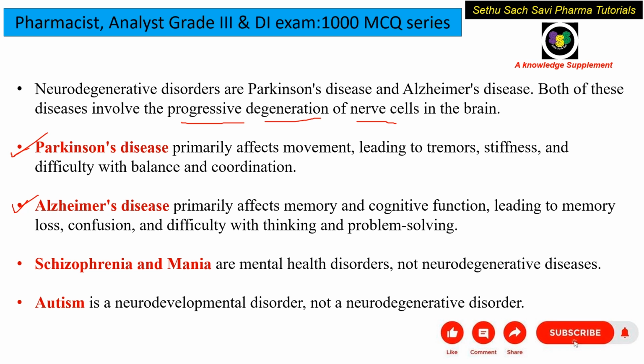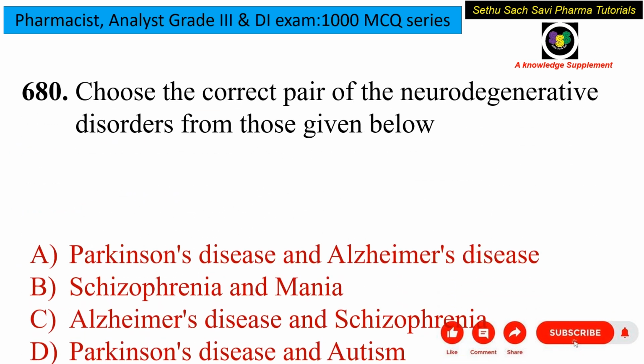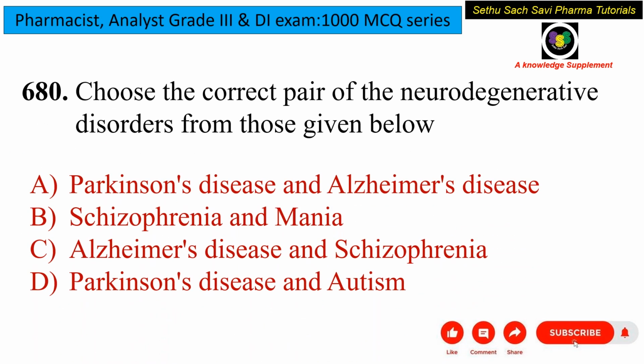Coming to schizophrenia and mania, these are mainly mental health disorders. They are not actually neurodegenerative diseases. Right. Coming to autism, autism is not neurodegenerative, it is a neurodevelopmental disorder. So the most appropriate answer for this question will be Parkinson's disease and Alzheimer's disease.